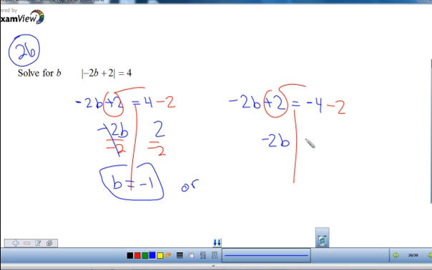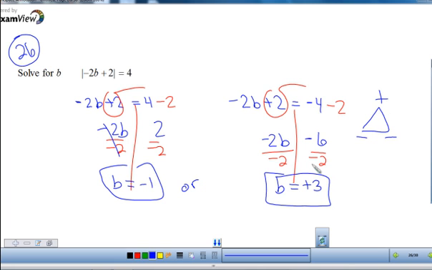Same signs, we add and keep. Bring down the negative 2b. Divide by negative 2. Negative 6 divided by negative 2, same signs. A negative divided by a negative becomes a positive. So the answer is b equals negative 1 or b equals positive 3.